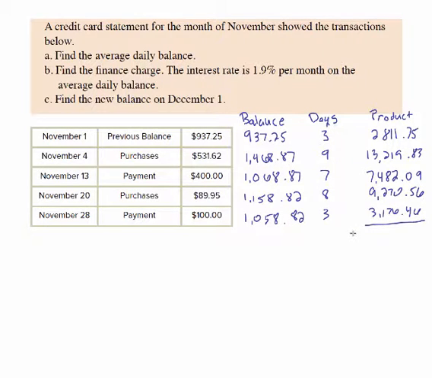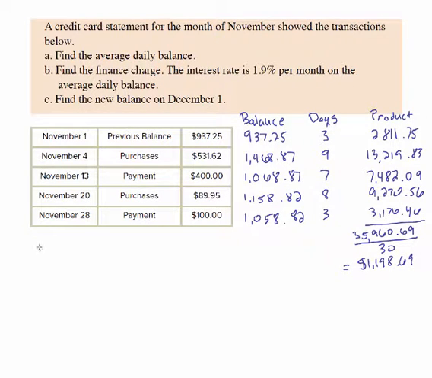Now, as promised, we want to add all of those balances. That gives us a total of $35,960.69. And when we divide that total balance for the month by 30, we get an average daily balance rounded to the nearest cent of $1,198.69, and there is our answer to part A.